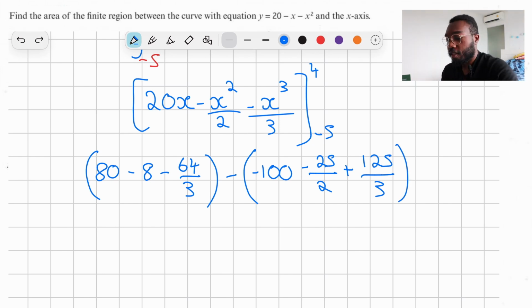So now if you work all this out and put this onto a calculator, you would get a grand total of 243 over 2. And that would be your answer. So the area under the curve would be 243 over 2.